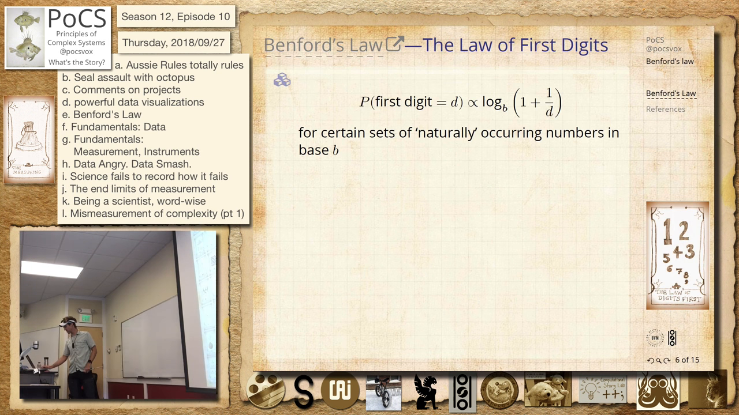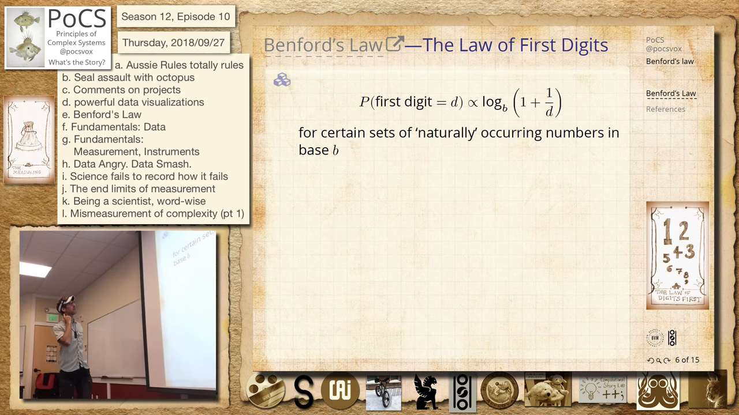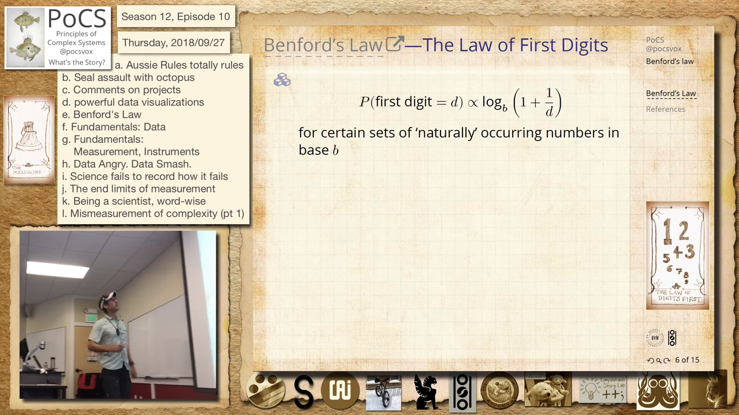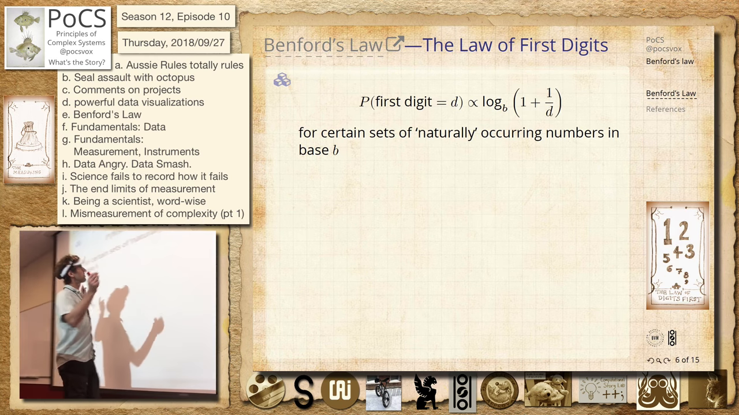Benford's Law. So this is just a small piece. It's another scaling thing. It's just a fun piece to add. It could be, I guess, in other slides, but I've got it here. So, it's just a fun thing to know about.